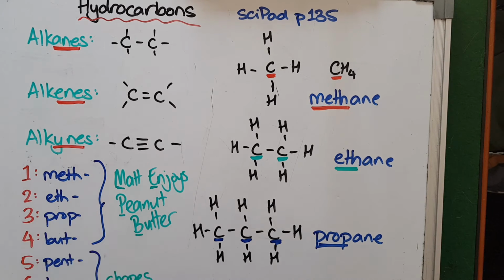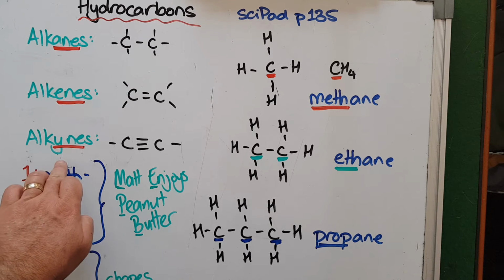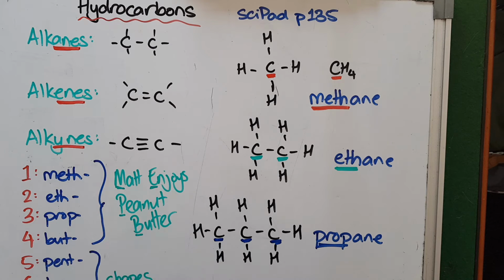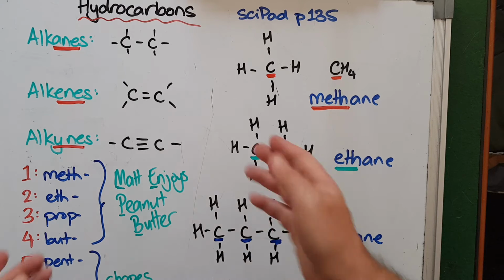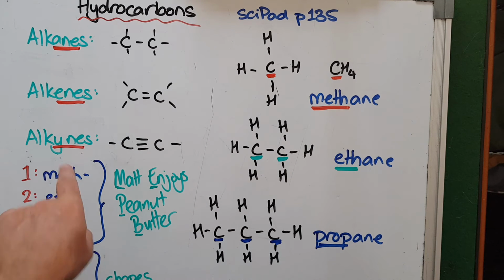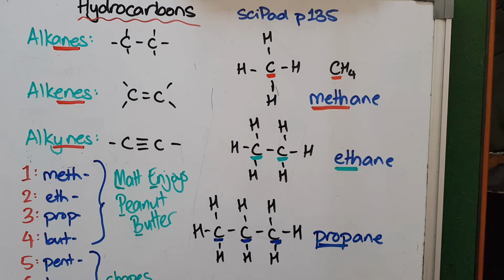Now, the last of the hydrocarbons are the alkynes, Y-N-E. 3 bonds between the carbons. This is quite an unstable bond, so quite easy to break. So again, it's an unsaturated hydrocarbon because we can break those bonds and put other atoms in there without breaking the carbon chain. Alkynes are named with the yne ending. So again, you wouldn't have methyne because 1 carbon, but ethyne, propyne, butyne, and so on.